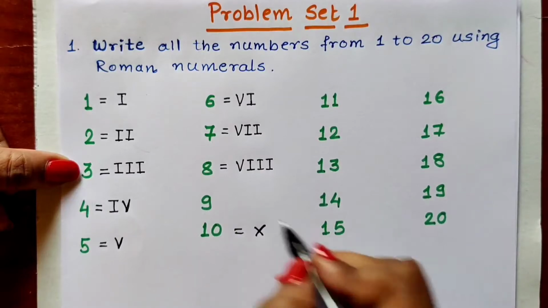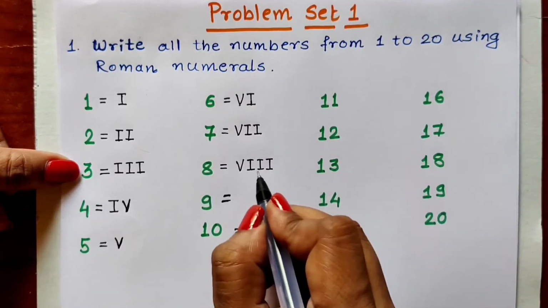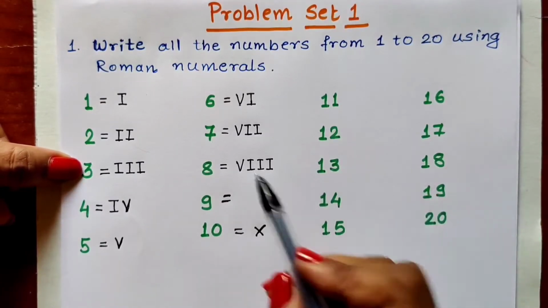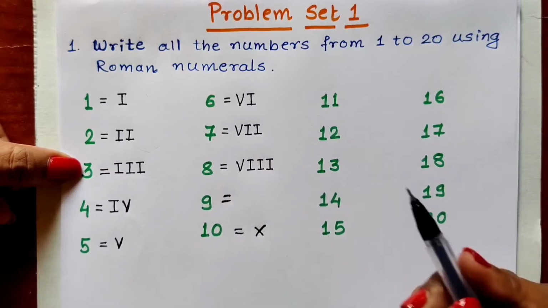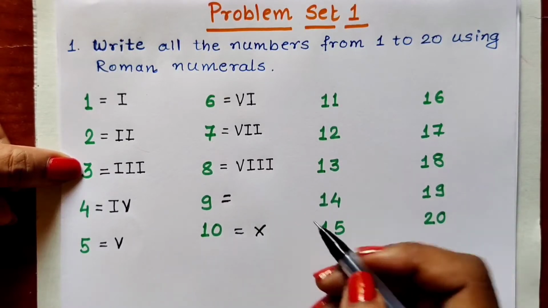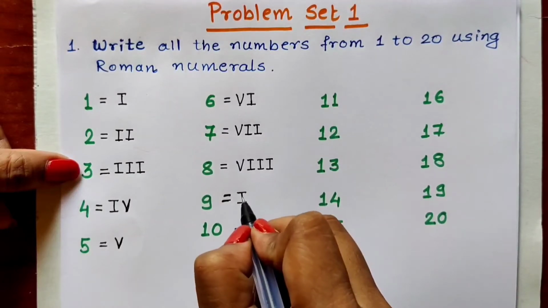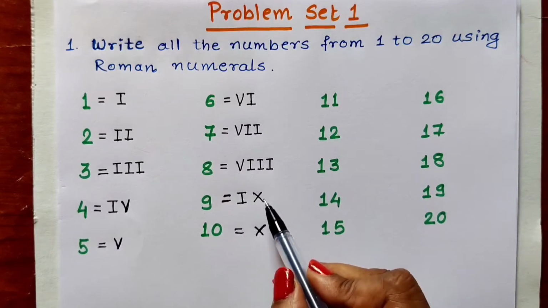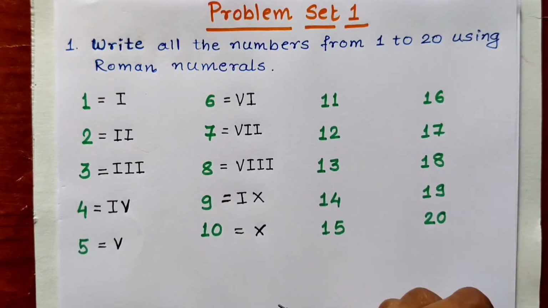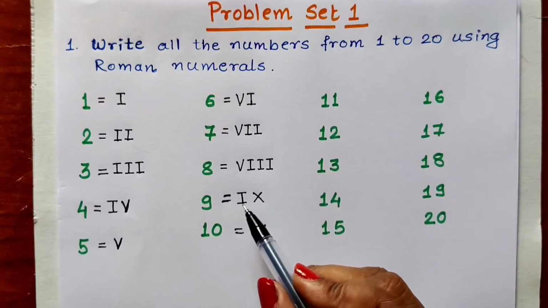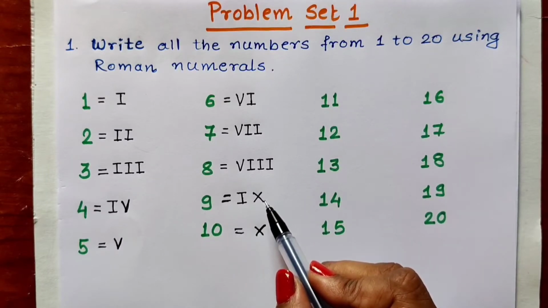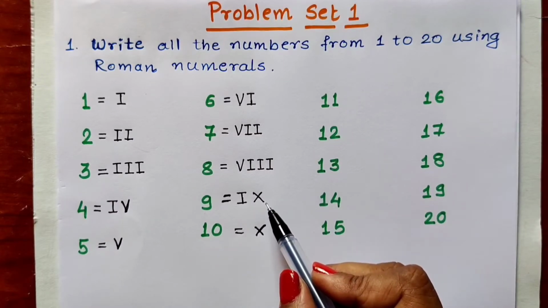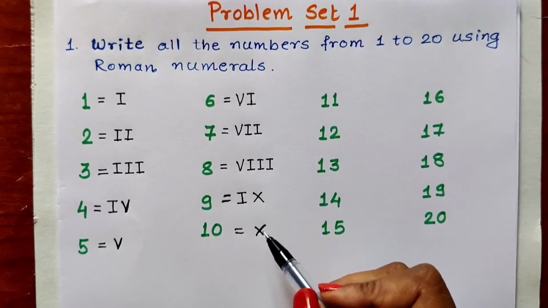This is 8. Then 9 means, we cannot write I 4 times because I cannot be repeated 4 times, we all know. So how to write 9? We have to write I on the left side of X. X means 10, I means 1. So 10 minus 1 is 9. When I is written on the left hand side of a bigger symbol, then we have to subtract 1 from the value of the bigger symbol. This is the rule which we have seen in our previous video.